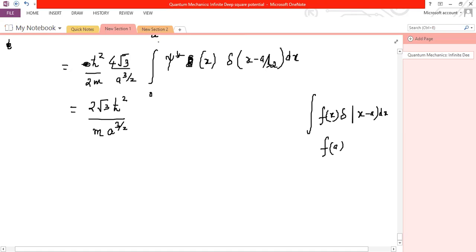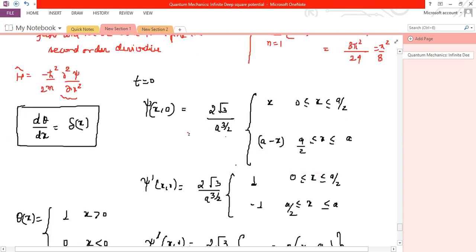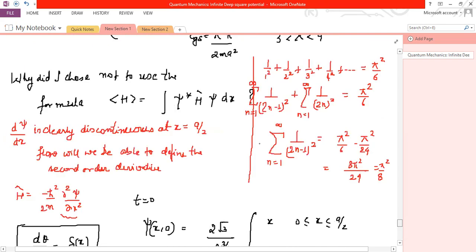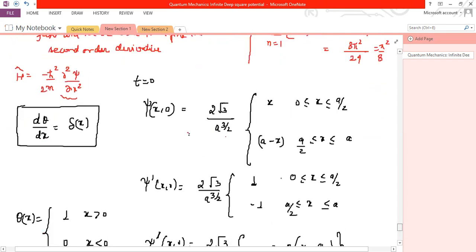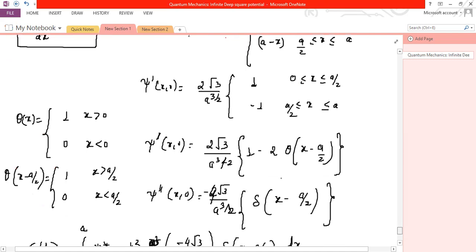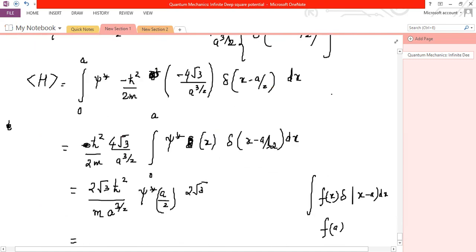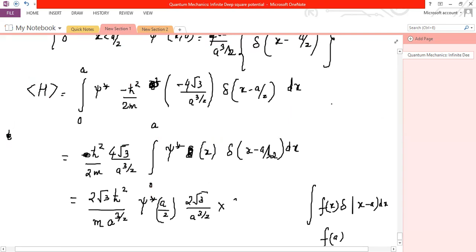Here also, from 0 to a by 2 will come in certainly in between. So this value would be psi star at a by 2. And you know that psi is a real wave function, so psi star is simply psi at a by 2. And I already told you that psi is continuous at a by 2. Whether you take this definition or you take this definition, this is one and the same thing. So what is psi at a by 2? This will be equal to 2 root 3 upon a raised to power 3 by 2 into a by 2.